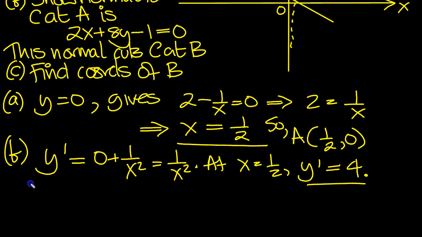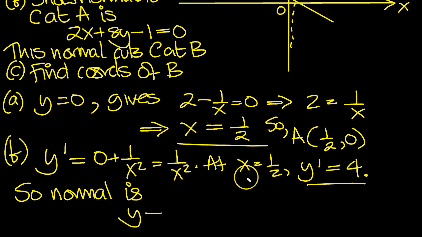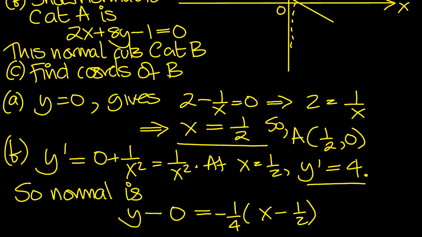So the normal has gradient then. The normal is, well, it goes through the point A, so it's y minus 0 is equal to the gradient of the normal times x minus the x coordinate at A, which is a half. The gradient of the normal, well, the gradient of the tangent is 4, so the gradient is minus 1 over 4, isn't it? So that's what we've got.